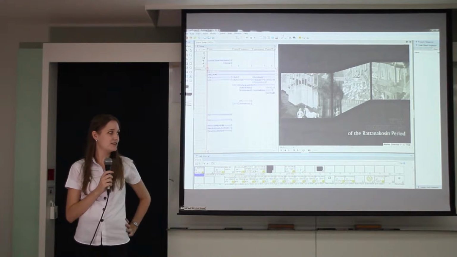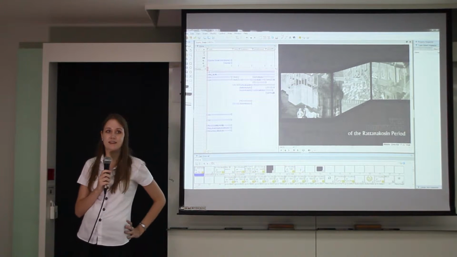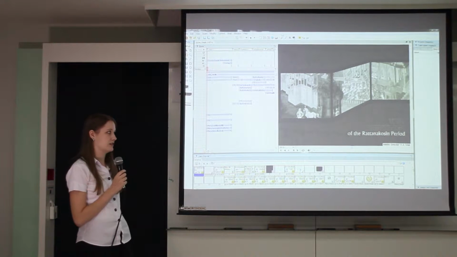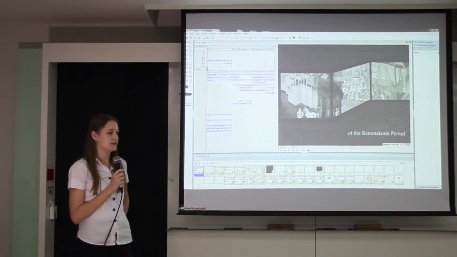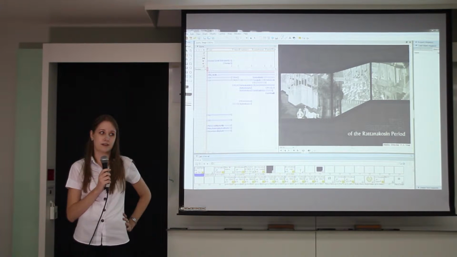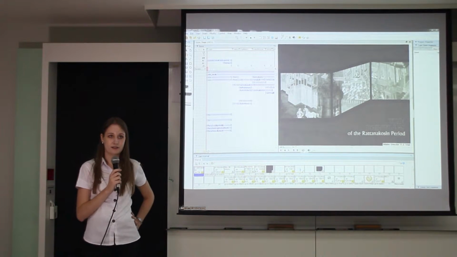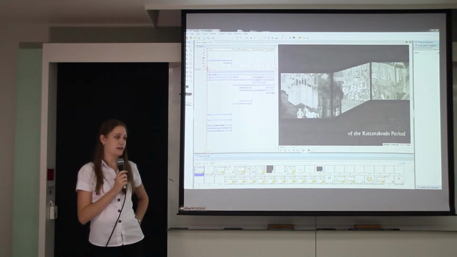My final project is about Thai paintings of the Ratanakosin period, and I compare this with Western art because in this period there came Western influence into the Thai paintings.